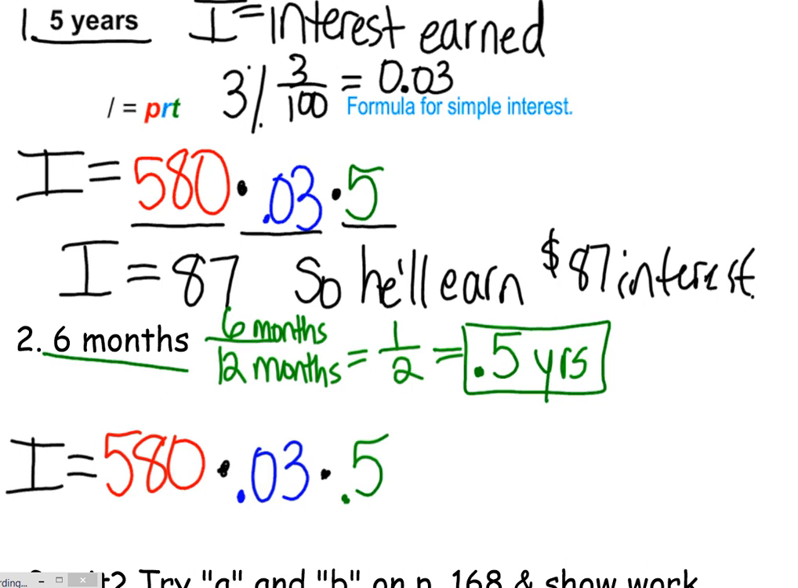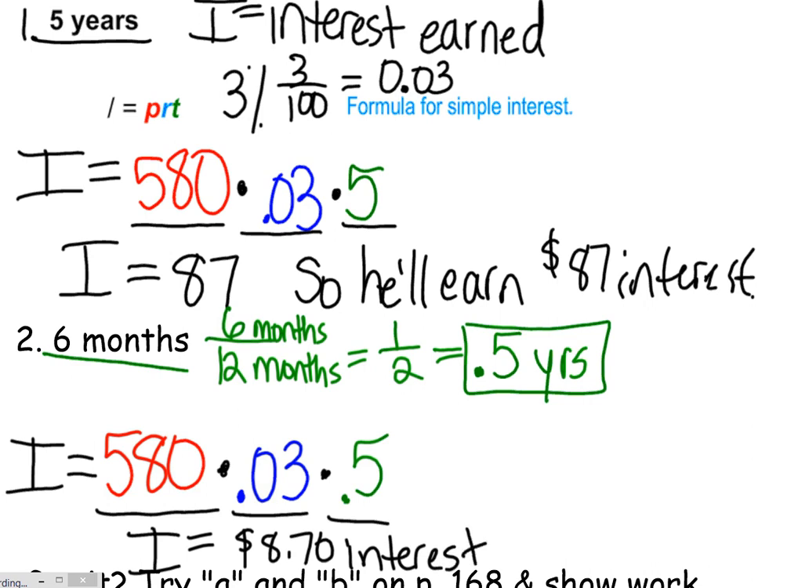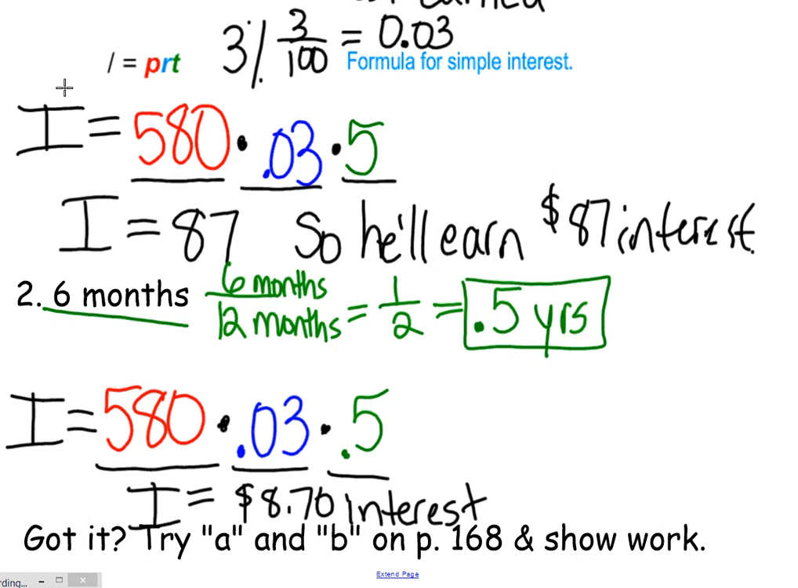Again, in your calculator, type in 580 times 0.03 times 0.5, and the interest they will earn after 6 months will be $8.70 interest earned in 6 months. Notice how it's very similar to $87 in interest, but a lot smaller amount because the amount of time is shorter. Go ahead and try A and B on page 168 and show your work for credit. Pause the video to work those out, please.